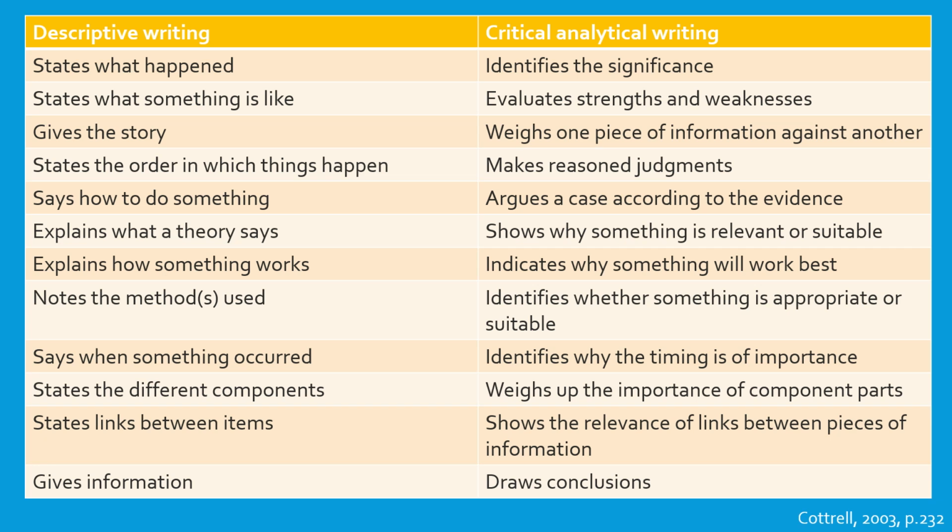So you get to see the critical writing illustration here really requires you to go beyond simply what you have read, but also to contribute what you think, right? So it notes the methods used for descriptive writing, but under critical writing, it identifies whether something is appropriate or suitable, and may even compare one versus the other and draw out reasons why one is more suitable than the other. Descriptive writing says when something occurred, but critical analytical writing identifies why the timing is of importance. Especially when you talk, for example, about a time series analysis, when you talk about events in the timeline that are considered as disruptors or maybe outliers.